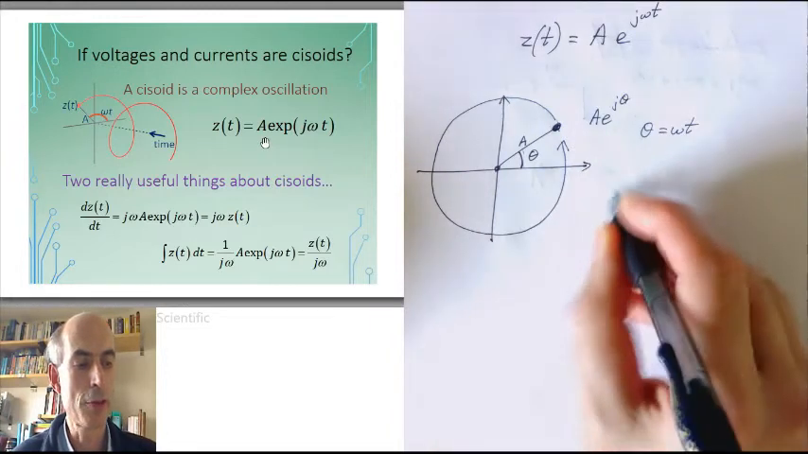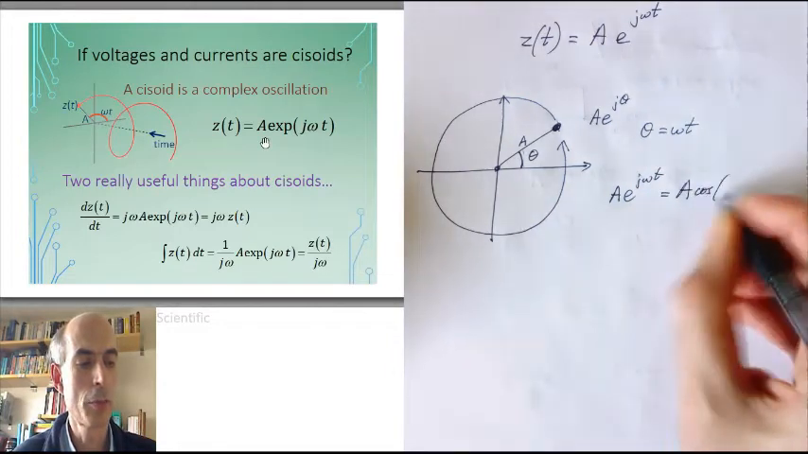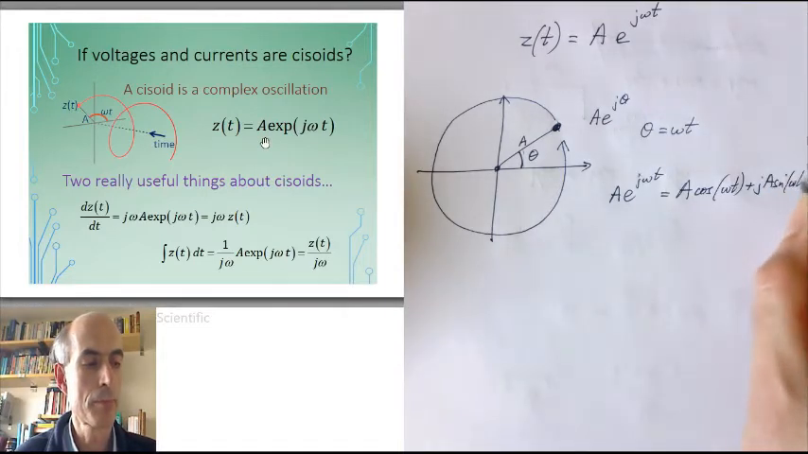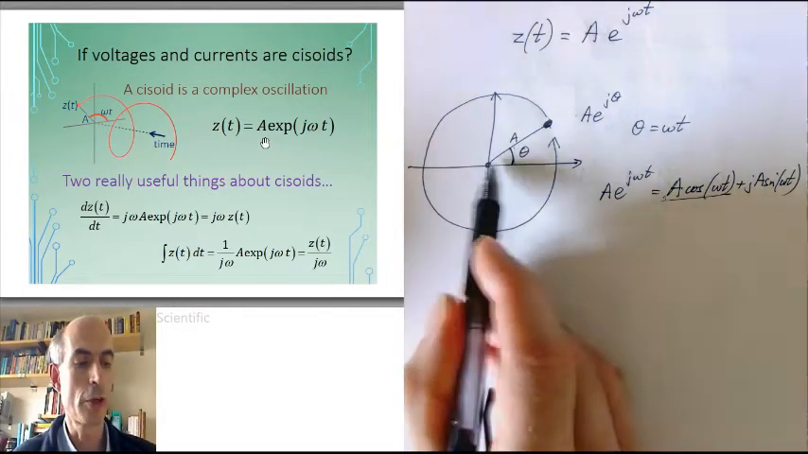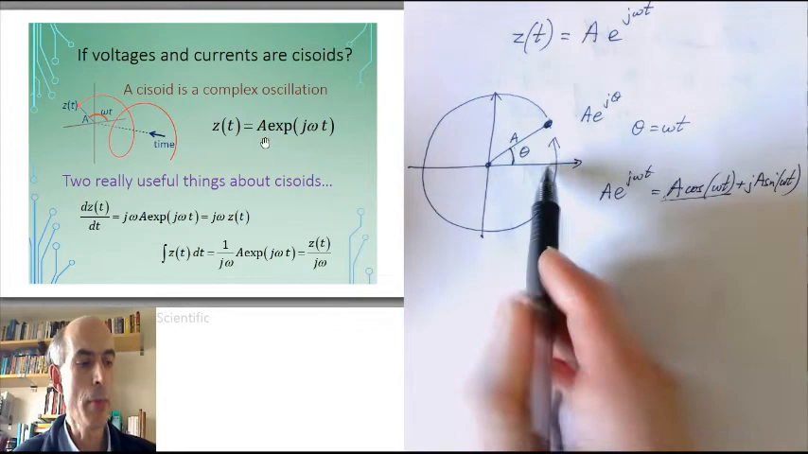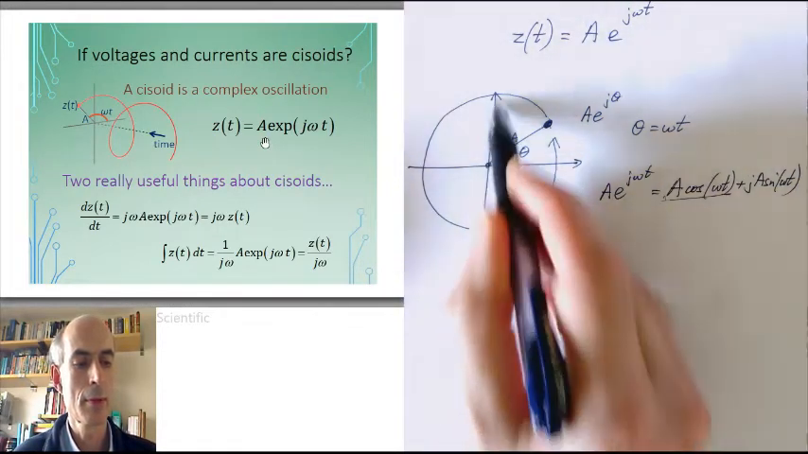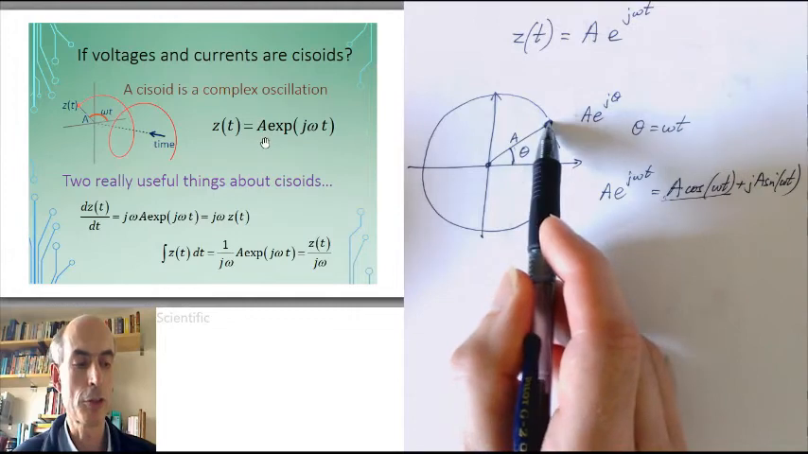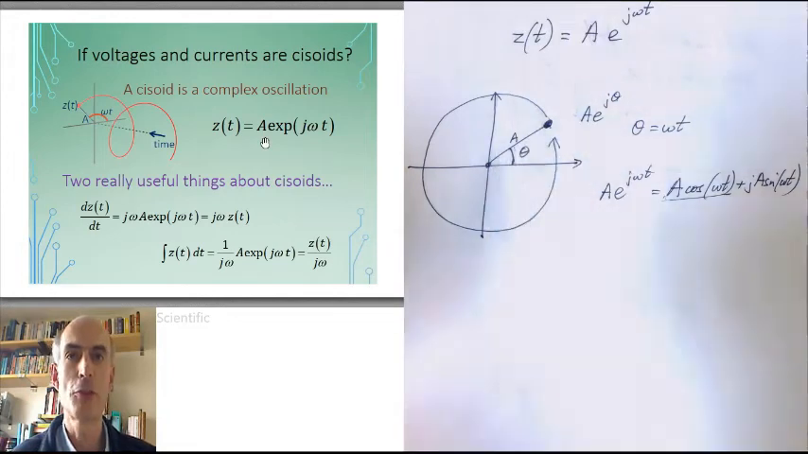You can also write it like this: A e to the j omega t equals A cosine omega t plus j A sine omega t. The sum of a real cosine wave, oscillating like this, and an imaginary sine wave oscillating like this. Add those two components together and you end up with a complex oscillation which rotates around the origin, always maintaining the same distance from the origin.